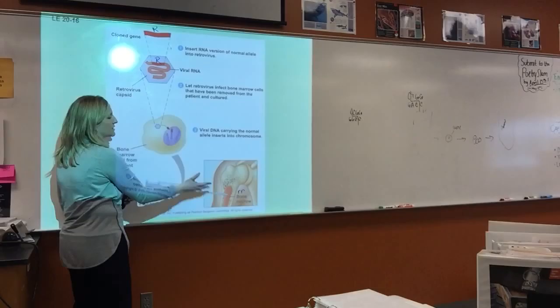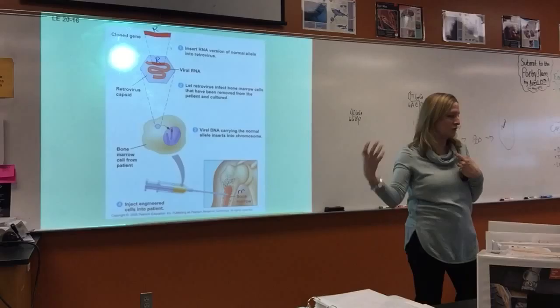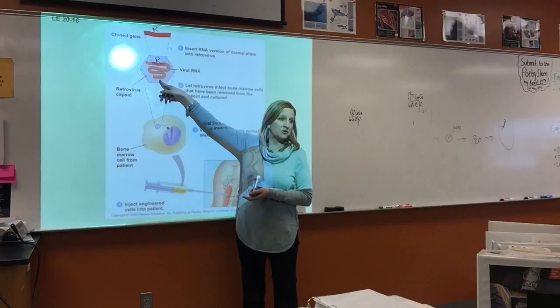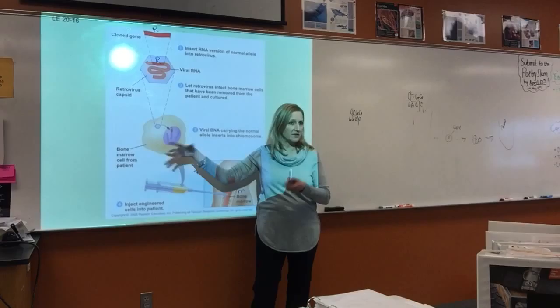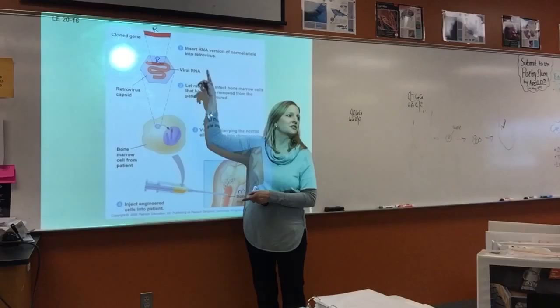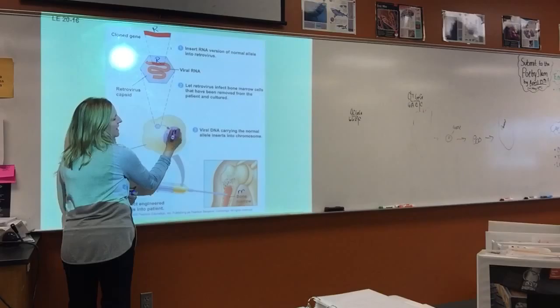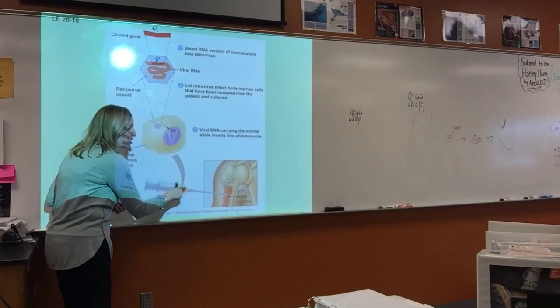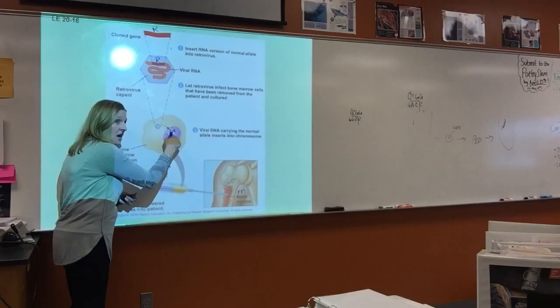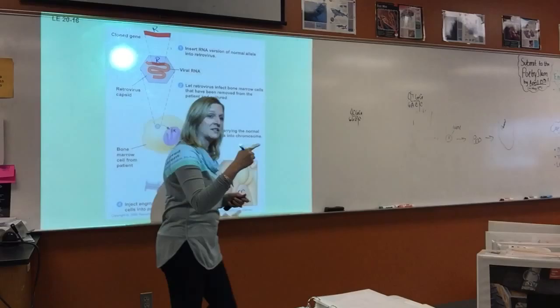Instead of getting a bone marrow transplant, you could take some of my cells out of my bone marrow. That's what this is here. Take this engineered retrovirus with the big R that I don't have and let the retrovirus infect my bone marrow cells in the lab. What do retroviruses do? They insert their DNA into the host cell's DNA. So now in my bone marrow cell, in my DNA, I have a big R. Then they put these genetically engineered bone marrow cells, which originally came from you, now with the big R gene, back into you and let them replicate. The hope is that now you have the big R gene and can be making the protein that you were deficient in in the first place.